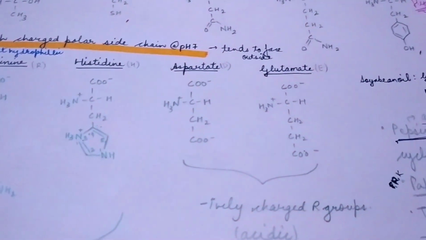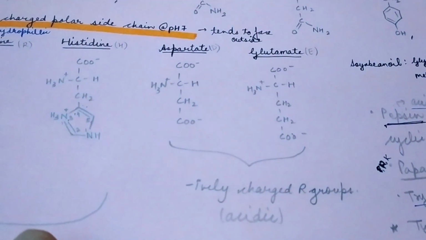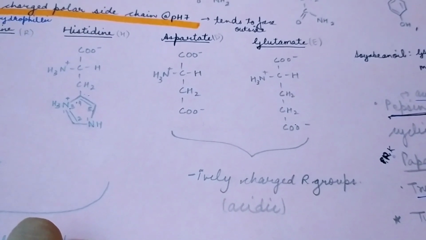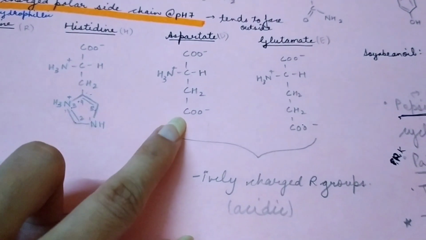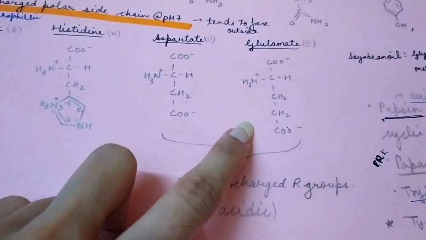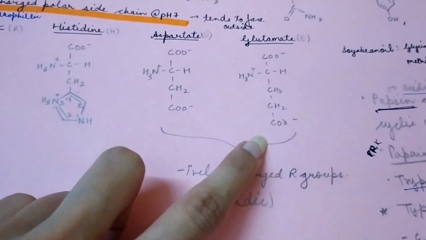And aspartate and glutamate are negatively charged, so they are acidic, and the structure is also simple. Because they are acidic, they will have COO. Aspartate has CH2, COO and glutamate has CH2, CH2, COO.